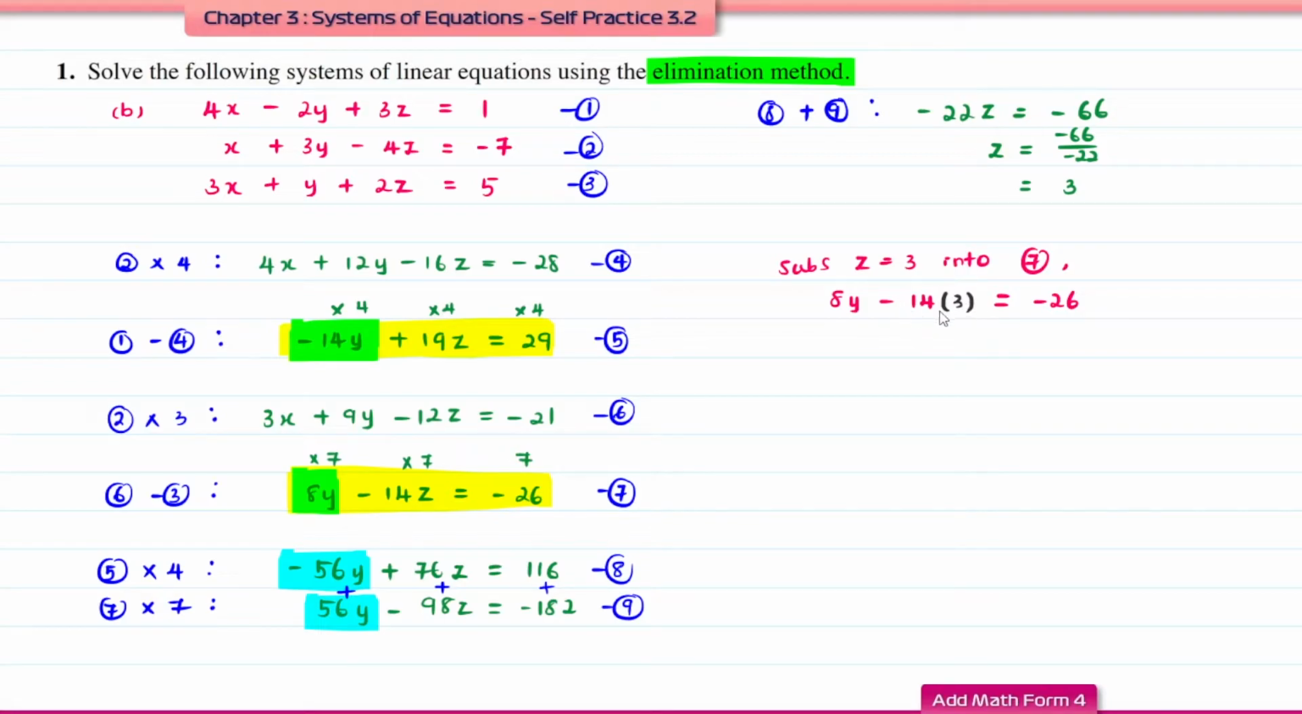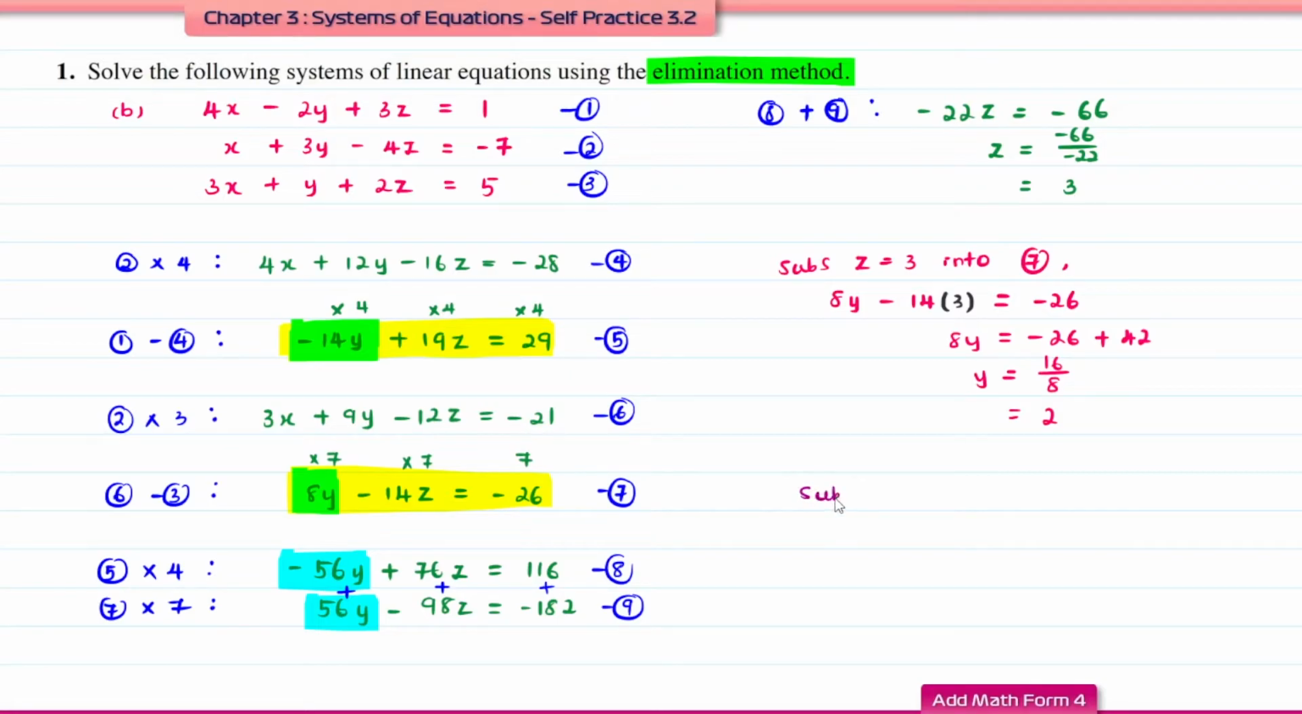So this will give you negative 42, and we're going to move it to the right hand side. So it will be negative 26 plus 42. So y is equal to, this will give you the answer of positive 16. Then we're going to divide it by 8. So y is equal to positive 2. Next, we're going to find the value of x.